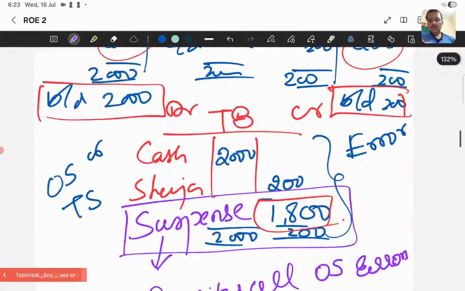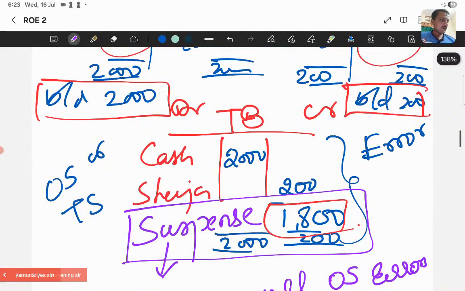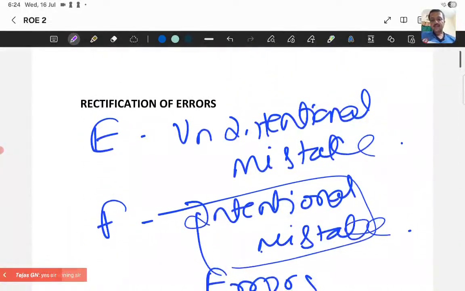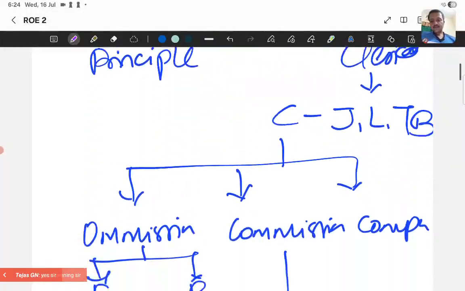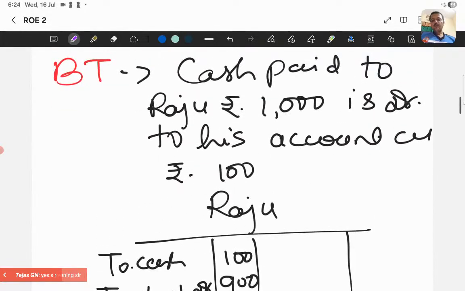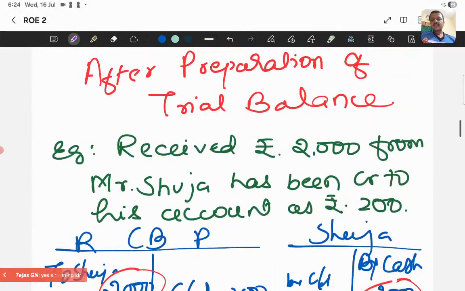Okay, so let's begin with today's class. If you remember, I am showing you what happened yesterday. It was all regarding rectification of error, and we were able to understand the two stages of rectification. I will once take you there. This is before trial balance, and this is after preparation of trial balance.